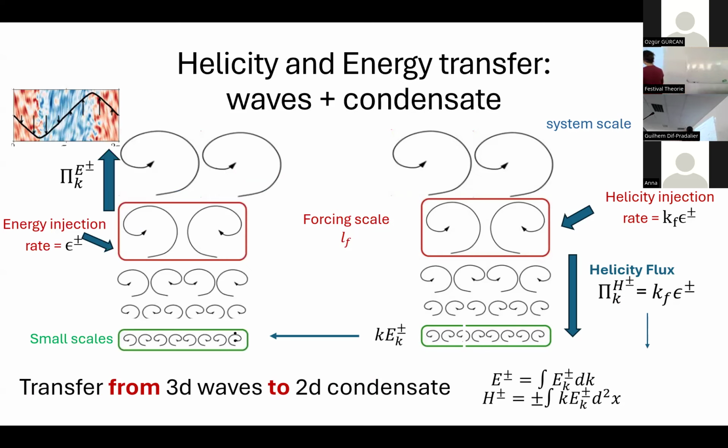So that is the picture: you inject energy and helicity into the waves. There's a helicity flux to small scales, and that prevents the energy of the waves from going to small scales, and instead it goes to the condensate. I'm sure you're familiar with this sort of process where you have action conservation, and the frequency is decreasing as you go to larger scales, so you have to transfer the energy to the condensate, to the large scale flow.